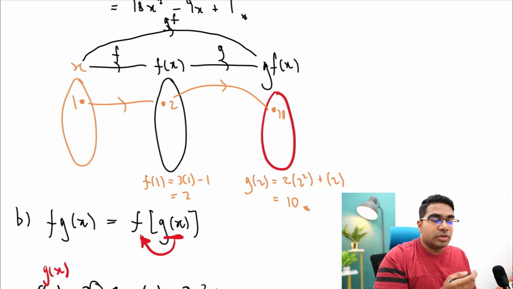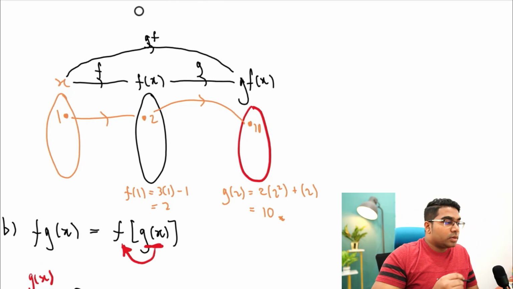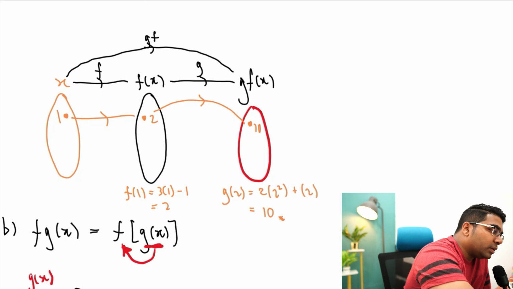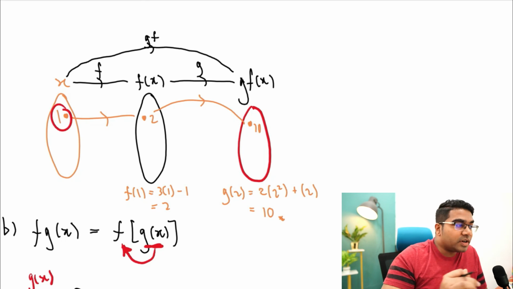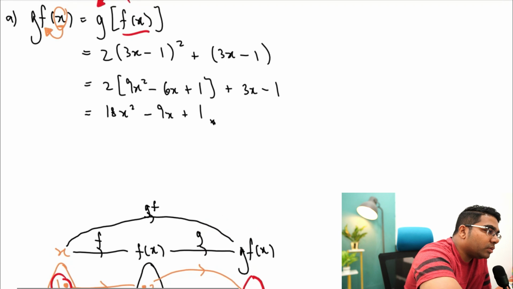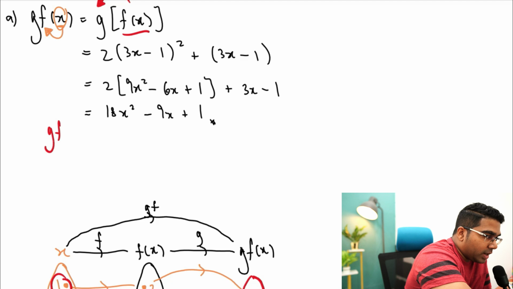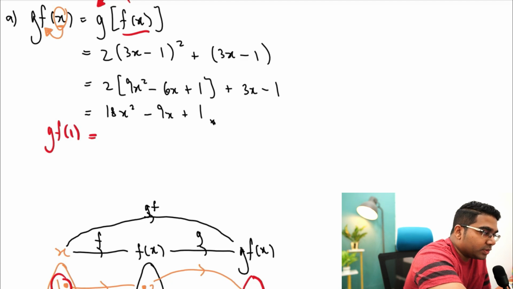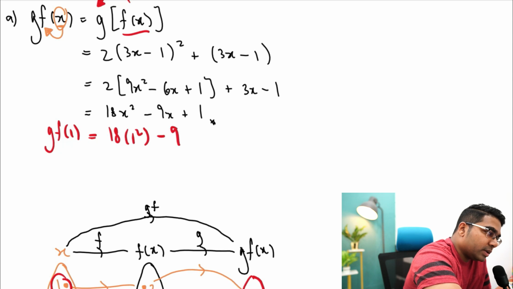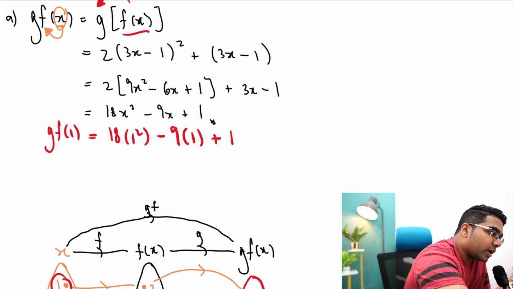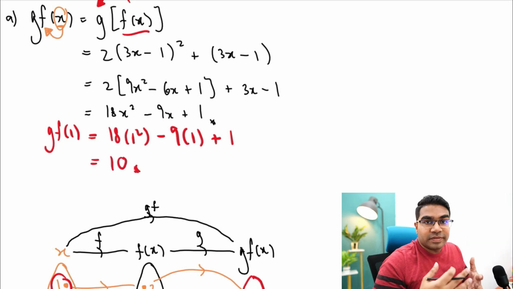Or we could straight away use gf. So let's say we put the object 1 straight away into the composite function gf. That would mean we are looking for gf of 1. Now this will be equal to 18 times 1 squared minus 9 times 1 plus 1. So that will be 18 minus 9, which is 9, plus 1, which is 10. So this is how a composite function works.